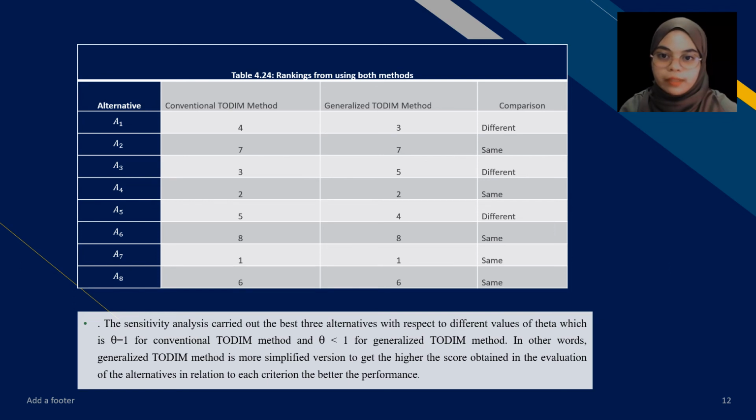We conclude that there are no statistical differences between the two methods. The sensitivity analysis was carried out on the best three alternatives with respect to different values of the data, which is theta equal to 1 for the conventional TODIM method and theta less than 1 for the generalized TODIM method. In other words, the generalized TODIM method is a more simplified version to get the highest score obtained in the evaluation of the alternative in relation to each criterion for better performance.